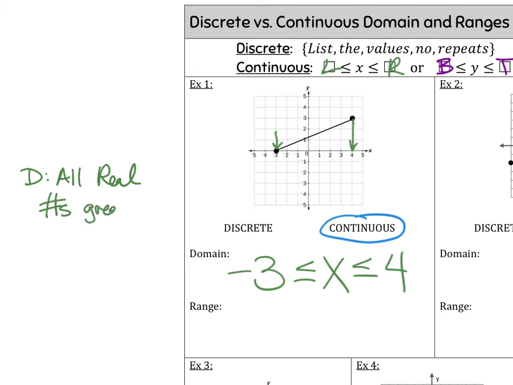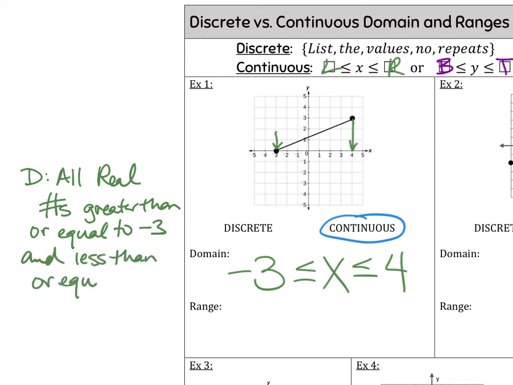greater than or equal to -3 and less than or equal to 4. All real numbers greater than or equal to -3 and less than or equal to 4.